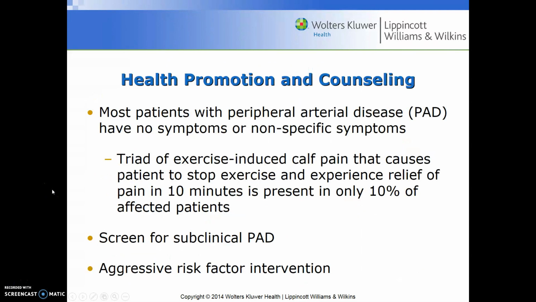When you're considering health promotion and counseling related to peripheral artery disease, you have to keep in mind that most of our patients have no symptoms or non-specific symptoms. There is a triad of exercise-induced calf pain that causes the patient to stop exercising, and that patient experiences relief of pain in 10 minutes. And unfortunately, that's only present in about 10% of the affected patients. So we have to be vigilant to screen for subclinical peripheral artery disease, and also really aggressive with risk factor intervention. You have to identify the risk factors and then aggressively intervene.